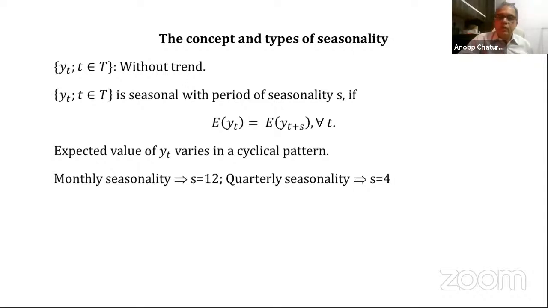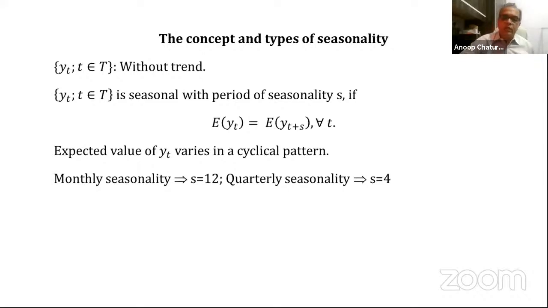For example, for rainfall data, the expected rainfall for July 2019 is the same as the expected rainfall for July 2020 or July 2021, because the period of seasonality is 12 months. So the expected value of y_t is equal to the expected value of y_(t+S) for all t. So this expected value of y_t varies in its cyclical pattern, but it depends upon S. You can write it as a function of S, say S_t.